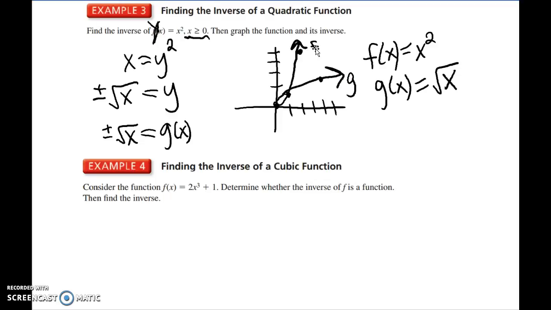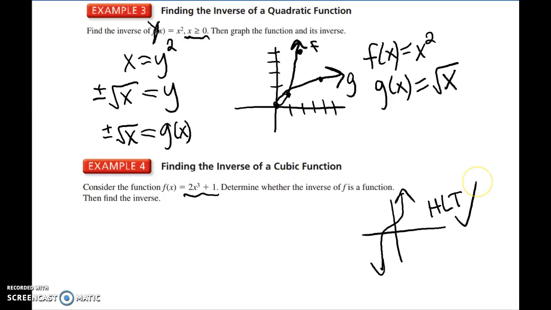Looking at example 4, we want to consider this function and see if it's going to have an inverse. To do that, you can just graph it in your calculator and just sketch a graph to see if it passes the horizontal line test. So if I graph 2x to the third plus 1 in my calculator, it looks something like this. And I can see clearly that's going to pass the horizontal line test. So yes, an inverse exists.